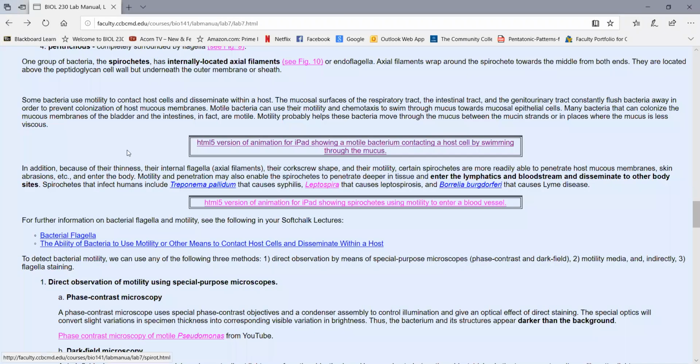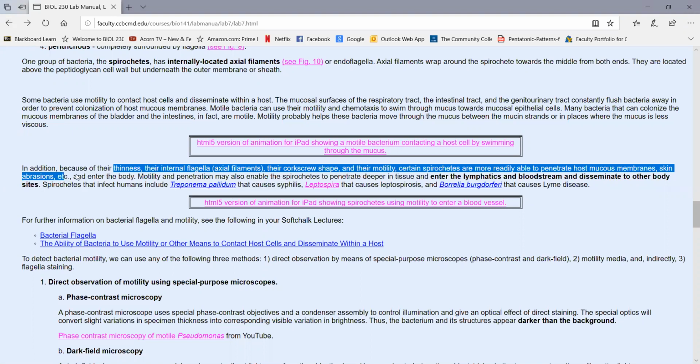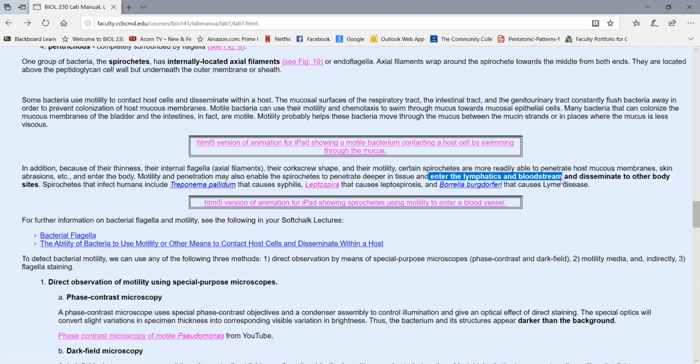We also saw that because of their thinness and their internal flagella or axial filament, their corkscrew shape and their motility, spirochetes are more able to penetrate host mucous membranes and skin abrasions and enter the body, but they can also use their motility to enter lymph vessels and blood vessels and then be carried elsewhere in the body, where they leave the lymph vessels or blood vessels and set up an infection at a secondary site. So the spirochetes often use their motility to disseminate to other body sites, such as Treponema pallidum, which causes syphilis, Leptospira that causes leptospirosis, and Borrelia burgdorferi that causes Lyme disease.